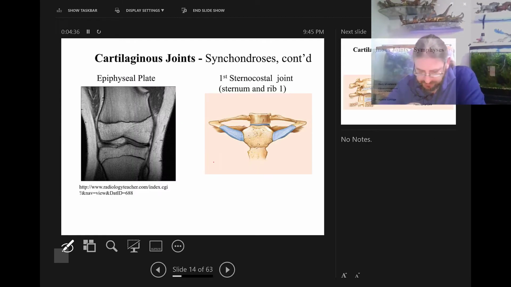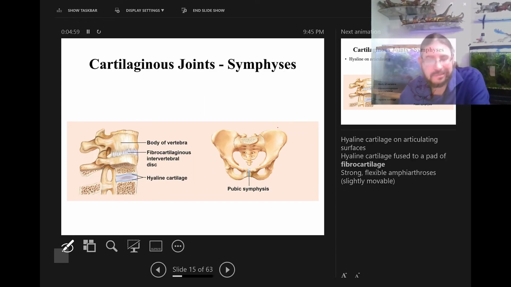Okay, so as we continue, just another look at the epiphyseal plate right there. You can see the clear delineation between bone and bone, so that is technically an articulation. And then again, the same picture of the sternocostal rib. So not too terrible. All right. Now let's talk about the symphyses. So here we have a little extra spice to our hyaline cartilage sealing bones together.